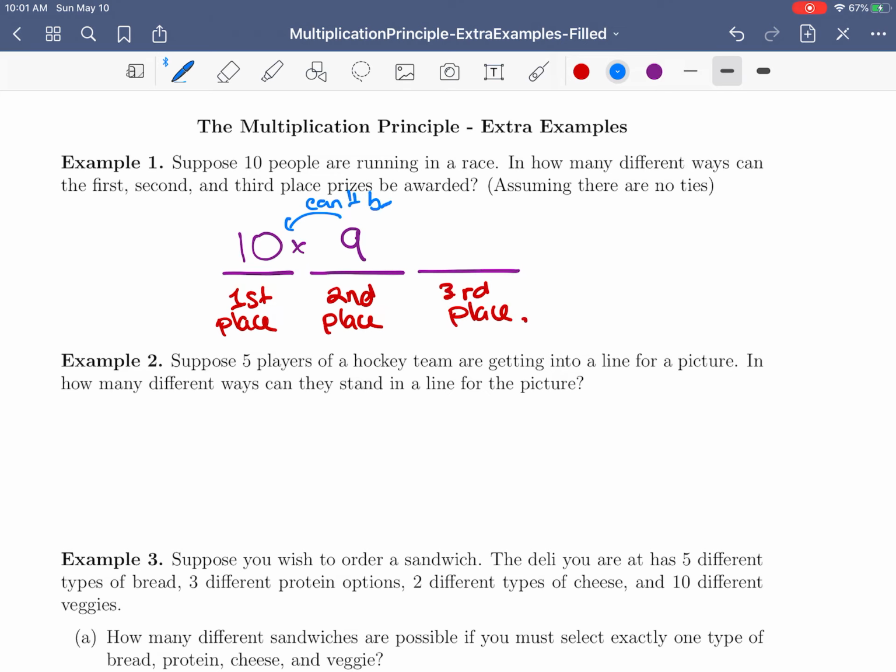Whoever finished first can't get second, and the third place can't be anyone who got first or second. So we're going to have 10 times 9 times 8 ways to award these prizes. So that's 720 ways in total.